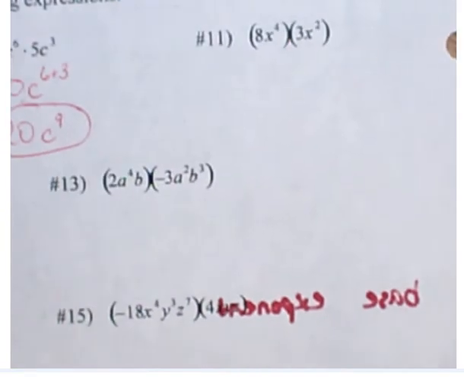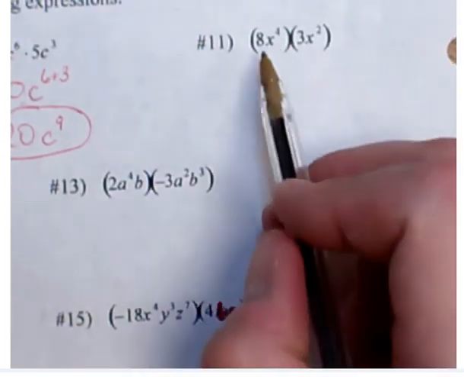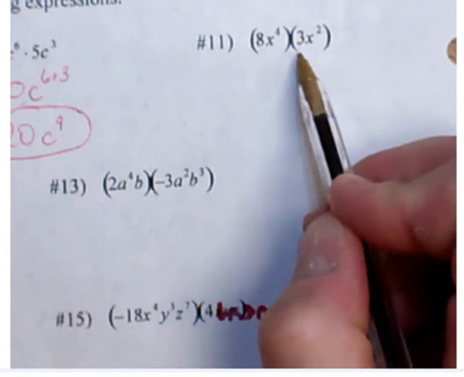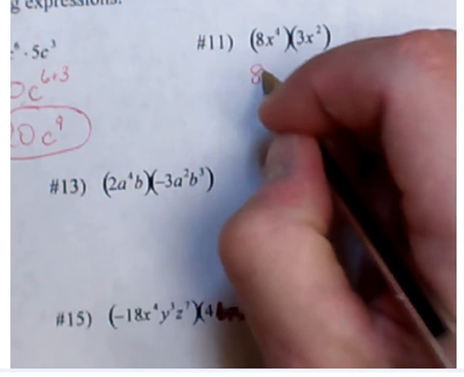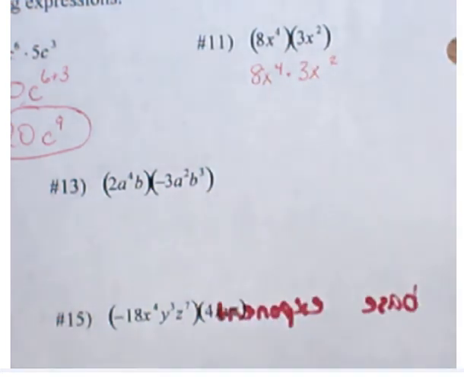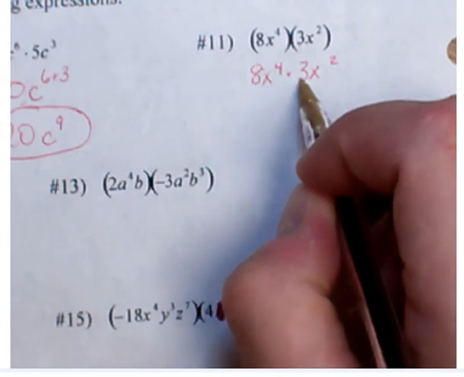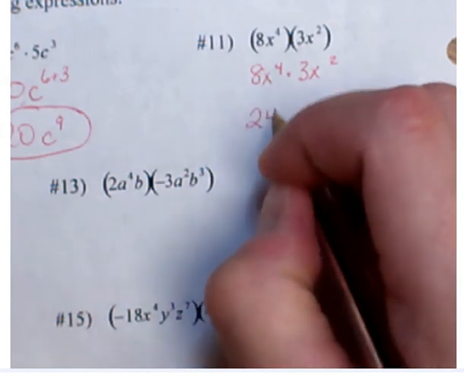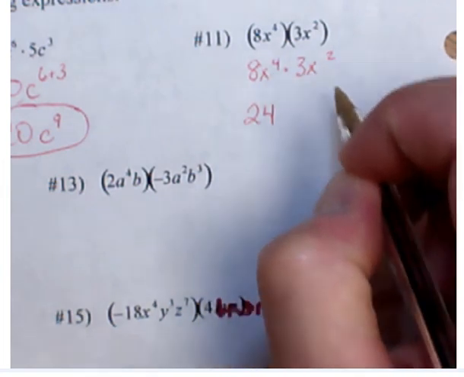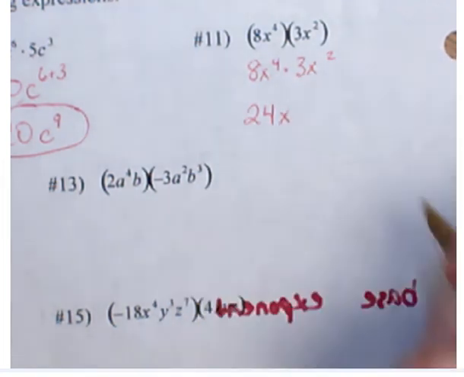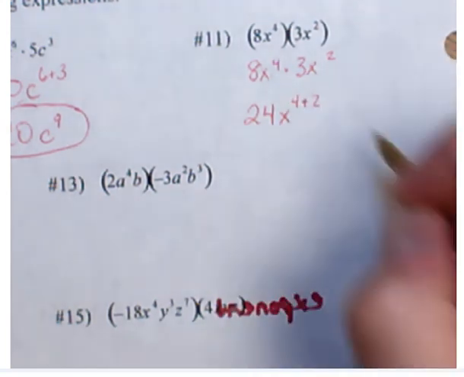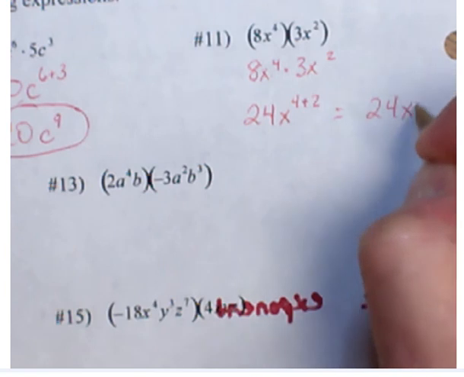Number 11, 8x to the 4th times 3x squared. Now, these have parentheses around them, but that doesn't matter. We can write that without parentheses. So what do we do? Take the coefficients, multiply. 8 times 3 is 24. X to the 4th times x to the 2nd. We keep the base. When you multiply the variables, you add the exponents. So we get 24x to the 6th.